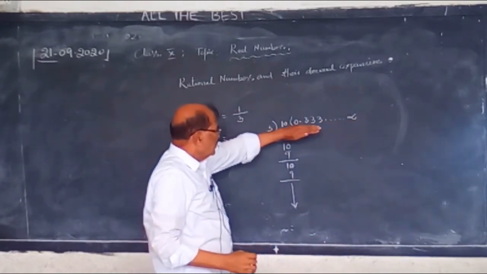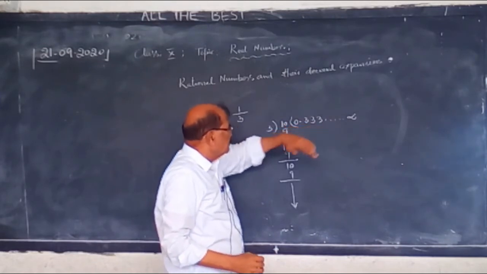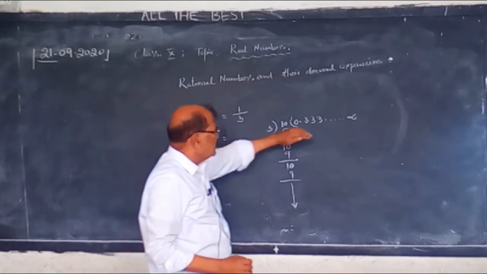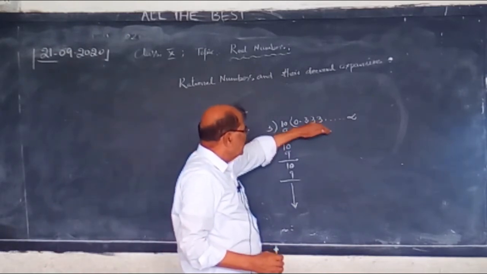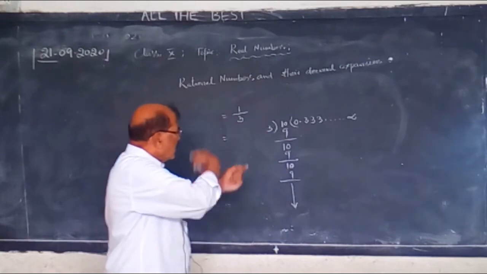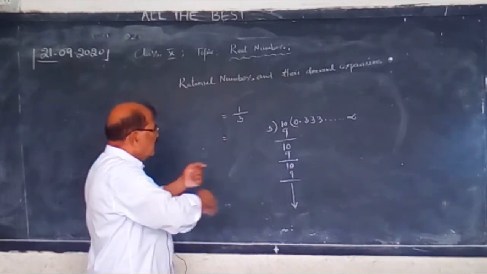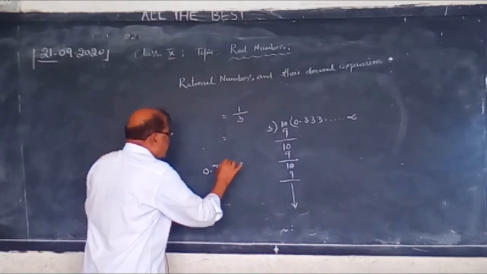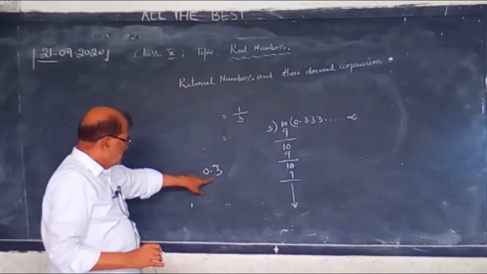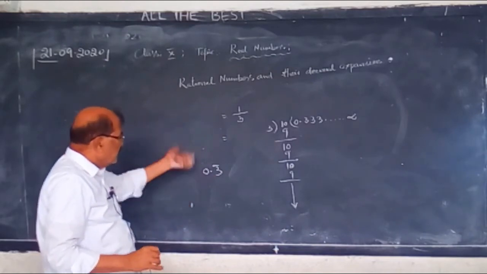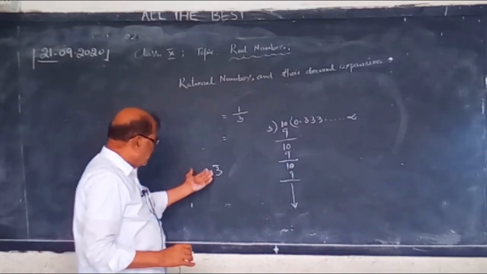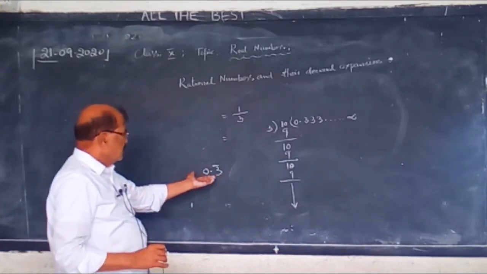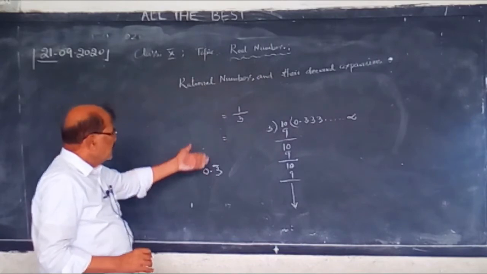So these type of decimal numbers are called non-terminating decimals, which are always repeating. So 0.3 is always repeating. What is the period of what we call non-terminating? Period is 3. This is the way.